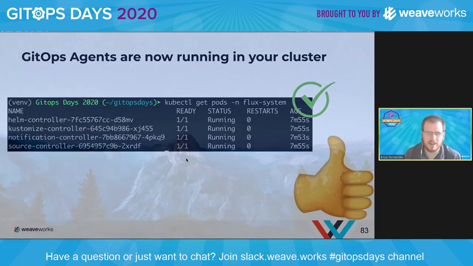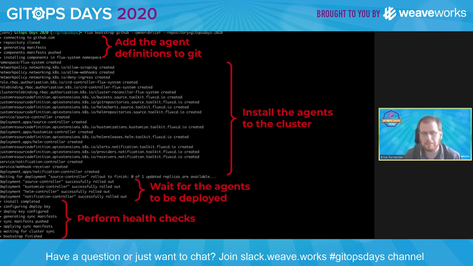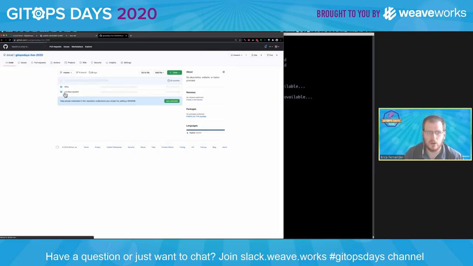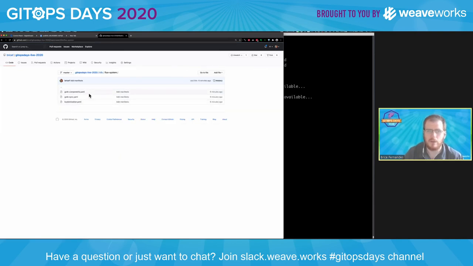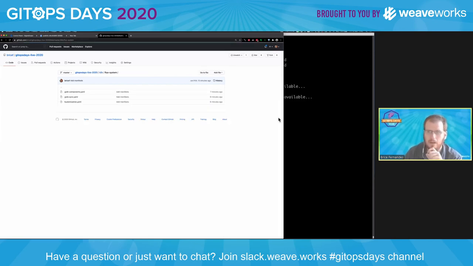What actually happened here, right? What did we actually do? So let's break down the actual log outputs. The first thing that happens is we're adding the agent definitions to Git. Let me show you what I mean by that. If I go into my Git repository now and go to the root, you'll notice that Flux has added itself to my Git repository. Flux is a very, very well-behaved GitOps system. It will add itself to your repository so that you're completely declaring Flux. If you want to know what Flux is, it's explicit in here. It's very clear what Flux is. It'll add itself to your repository. That's the first thing it does.